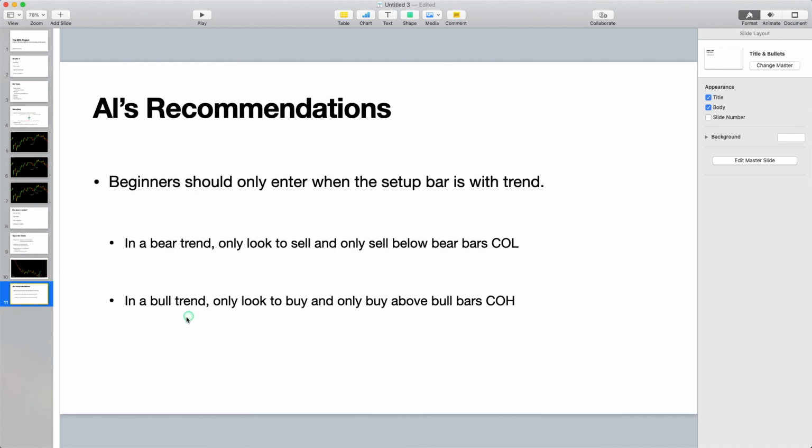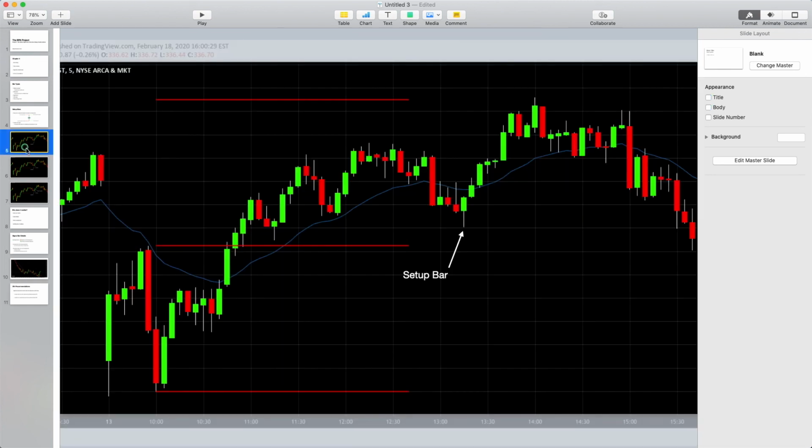And in a bull trend, only look to buy and only buy above bull bars closing on their highs. So here, for example, we have a breakout. If you want to buy, you can buy above these bull bars closing near their highs and use the correct stop. We have a pullback and a signal bar closing on its high. This bar closing near its high. Pullback here to the moving average and a bull bar closing near its high.